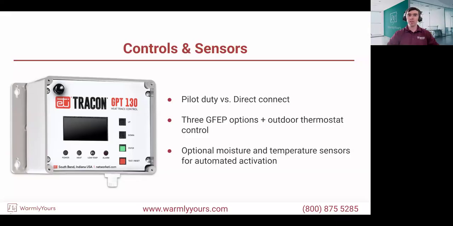Let's just quickly dive into the controls and sensors here. Mainly, the pilot duty versus direct connect tells you how the system will be connected through the control. Pilot duty simply means it's a control that controls maybe an array or simply two or three relay panels that have multiple cables installed to them, or in some cases, the building or code may require that each separate cable runs on its own control. So that's just one approach to how that can be done.